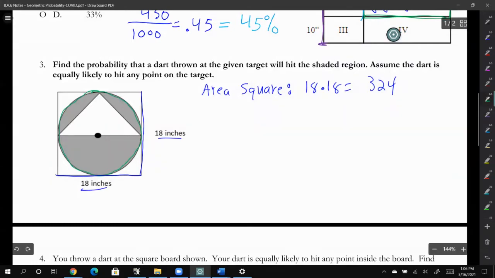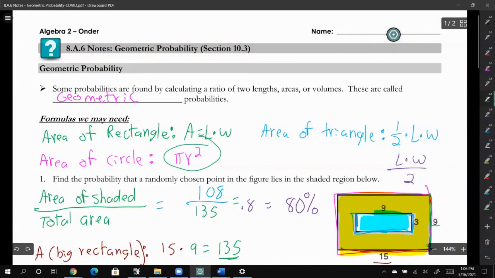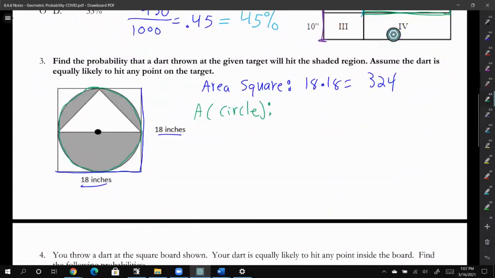Now let's find the area of the circle. Remember, the area of a circle we wrote up here was pi times the radius squared. Well, the radius is half the diameter. This segment right here is the diameter, which is the same thing as this side here, 18. So half of that is 9. So the radius of this circle is 9.